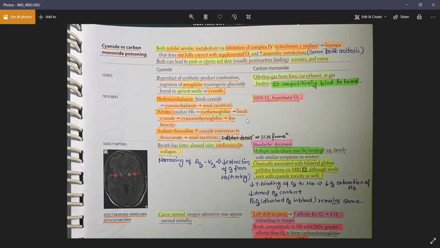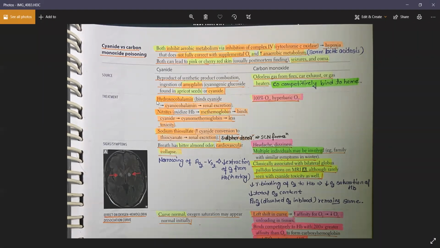I know that they will not ask us about sources, but maybe the scenario of the question says that the patient is a farmer, so we can get a clue from that. Yeah, you can get a clue from that too. Absolutely, you can get the clue. Just remember, these are the sources. Treatment is very important.